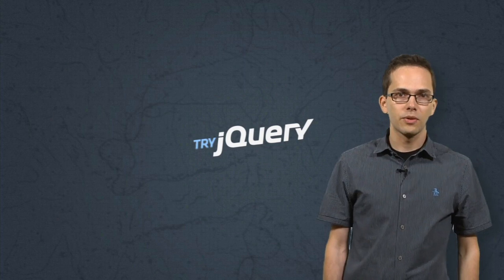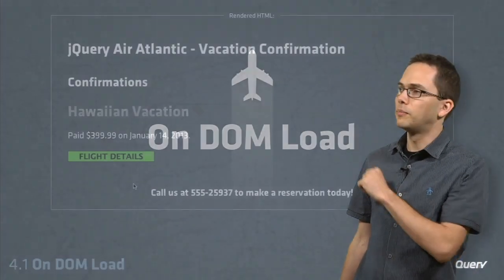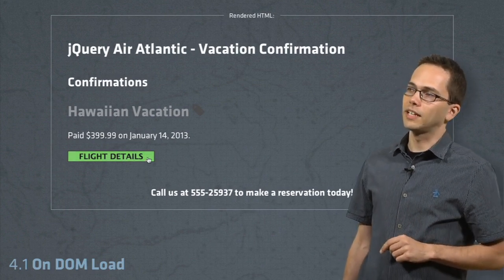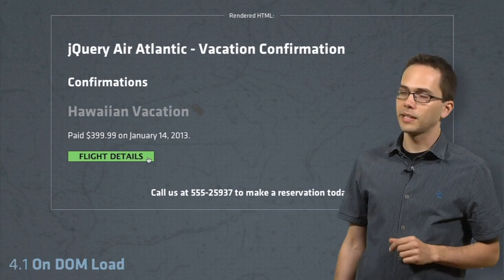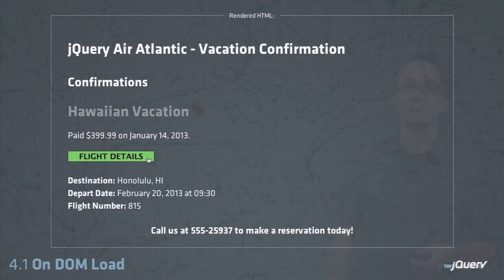You're watching Try jQuery, and this is level 4. In this section, we're going to be going over this web page you see here. We've got one vacation, and we want to look at the flight details, so we'll click the Flight Details button, and it'll give us more information about that flight. So how might we implement that?